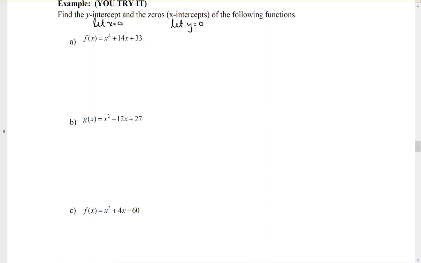In these problems, you're finding the x and y intercepts. Another name for x-intercept is the zeros of the function. So we'll start with finding the y-intercept of this first function. We're going to let f of x be y, and then we substitute in zeros for the x to find the y-intercept.